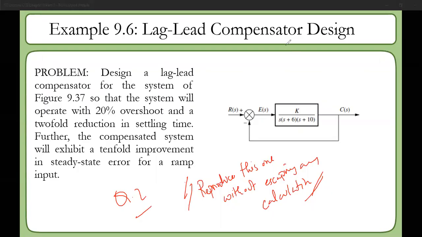Okay, so what does it say? It says a twofold reduction in the settling time, so the settling time has to be half. The percentage overshoot is given, and you have to design a lag lead compensator. For the steady state error criteria, they have given a tenfold improvement. That means 10 times less steady state error has to be there. Your input is ramp, which is not necessary to give because we know that our system type is 1, so it has to be ramp.